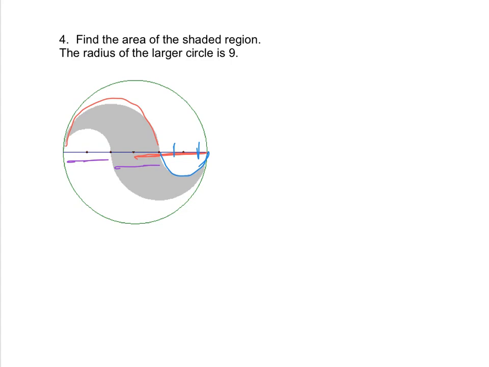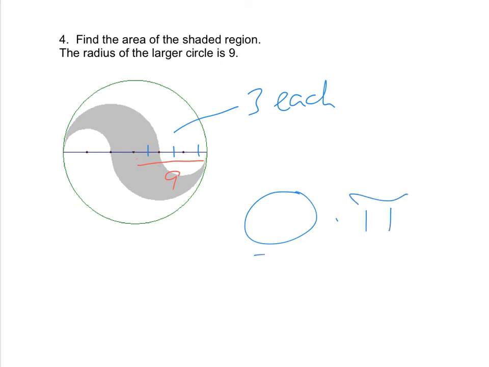I'm going to erase for a minute. So I know now that this piece right here is 9, which means each of these little guys, this guy and this guy, are all 3 each. And you're going to need to now subtract some circles, some big circles minus some medium circles and some little circles. Do some combination of those things to come up with an area. Express your answer in terms of pi, please. So you're going to have some number times pi as your final answer.